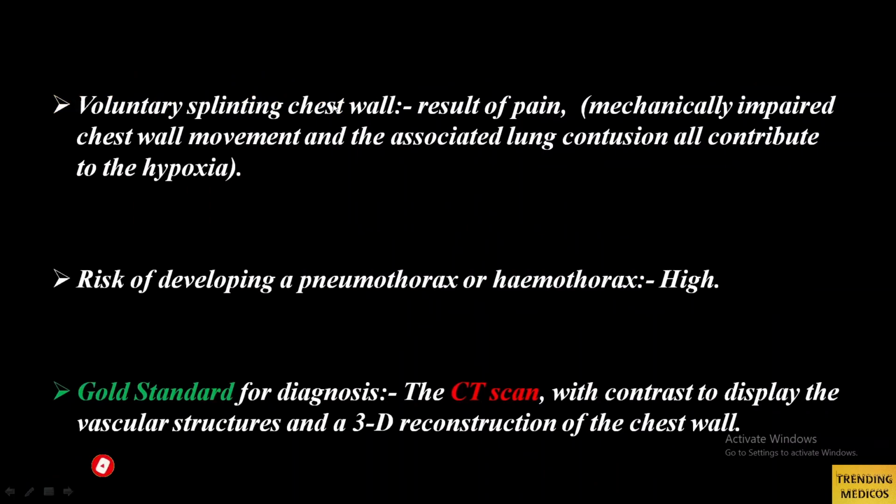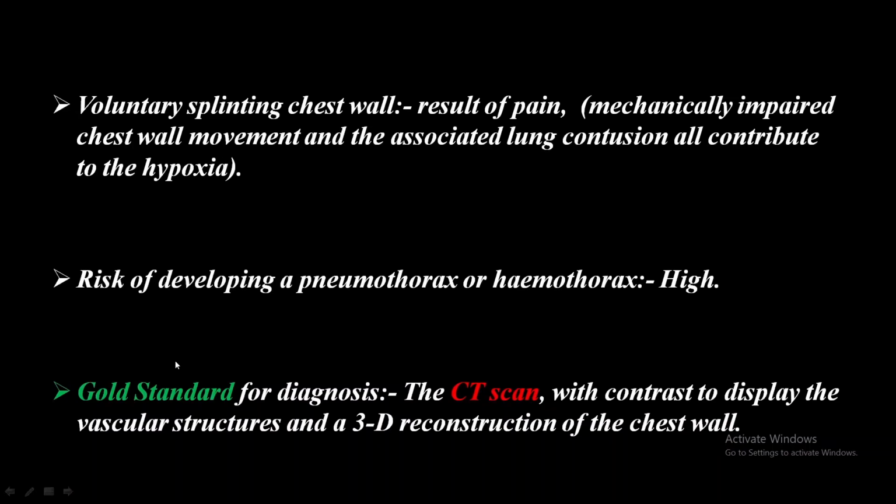Voluntary splinting of the chest wall occurs in flail chest, resulting from the pain. In this, there is mechanically impaired chest wall movement and associated lung contusion, which contribute to the hypoxia, and the risk of developing a pneumothorax or hemothorax is very high.